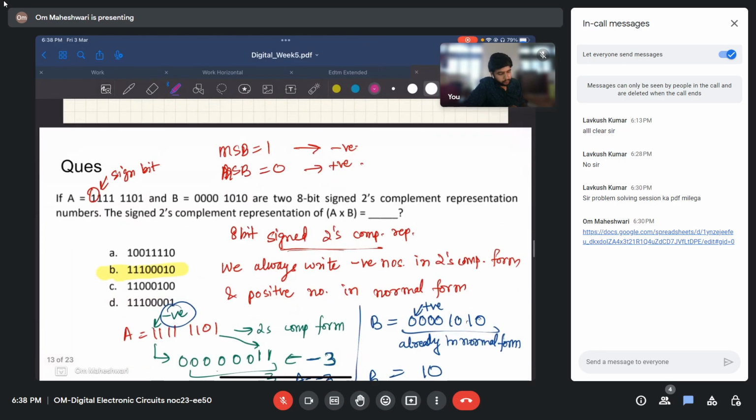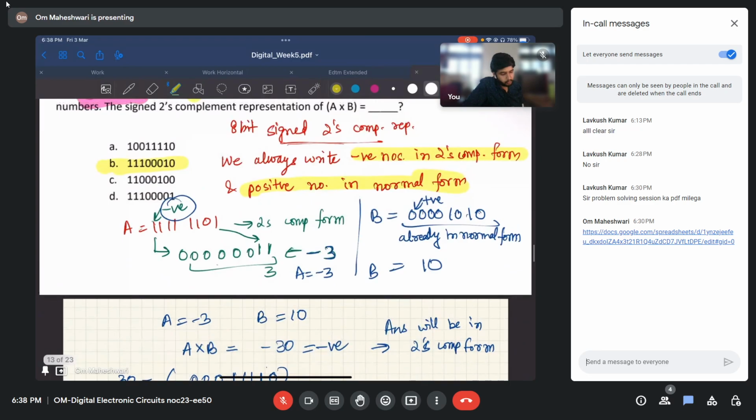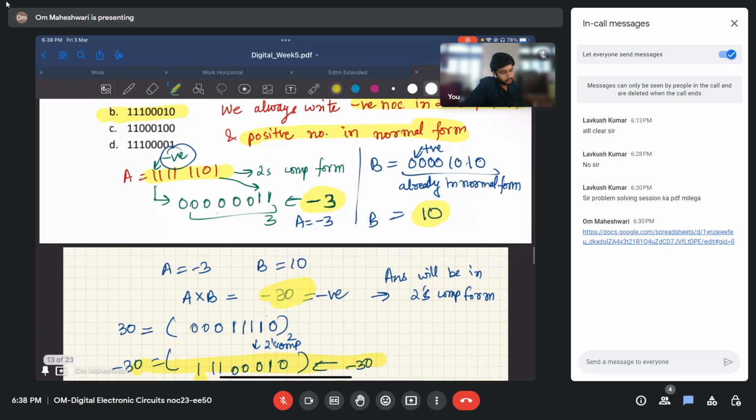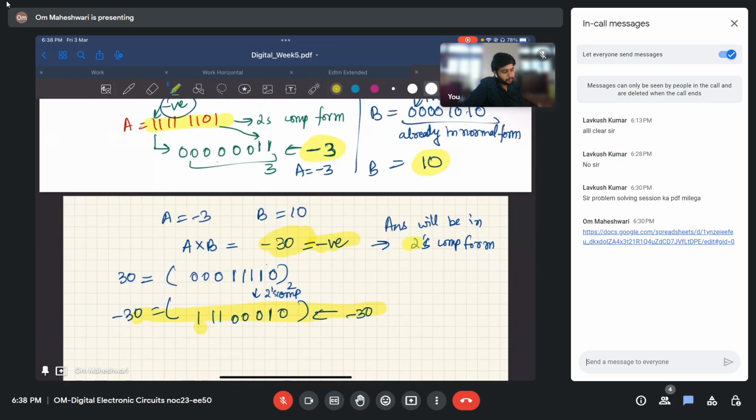I'll repeat what we did. We look at both numbers. If the first digit is 1, then it's a negative number, and negative numbers are always in 2's complement form. Positive numbers are already in normal form. So the negative number was minus 3 and the positive number was 10. Minus 3 into 10 is minus 30. Since it is negative, we represent it in 2's complement form, and we found that. Fairly simple.